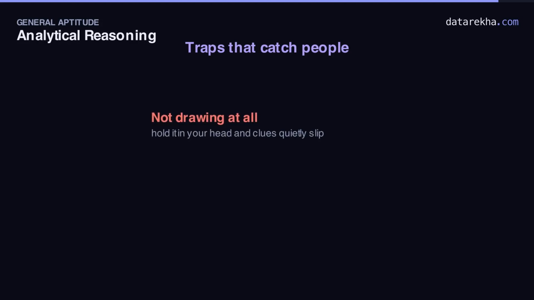Trap 1. The biggest. Not drawing. Juggle a seating or relation puzzle in your head, and a clue slips. Always sketch. Trap 2. Reading some as some but not all. Some means at least one, and a possibility isn't a certainty. A conclusion must hold in every diagram.